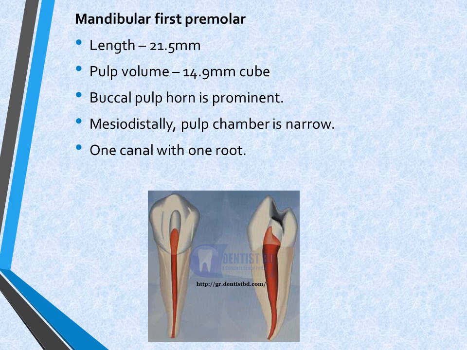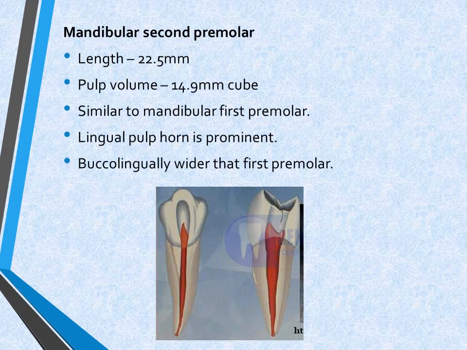The mandibular premolars are quite simple, because they are generally single rooted and they have a single root canal. The chances of getting two root canals are also there when it comes to the mandibular first premolar, but the chances are less. Now over here you have to keep in mind, for the mandibular first premolar, the buccal pulp horn is more prominent, whereas for the mandibular second premolar, the lingual pulp horn is more prominent.